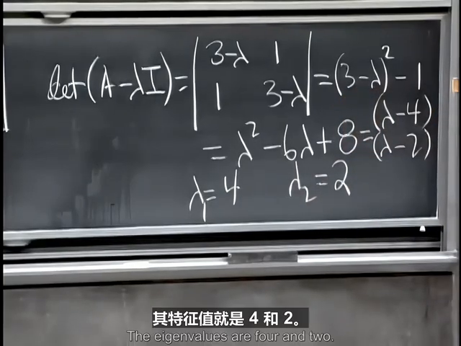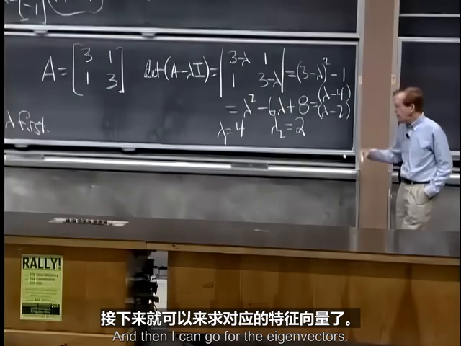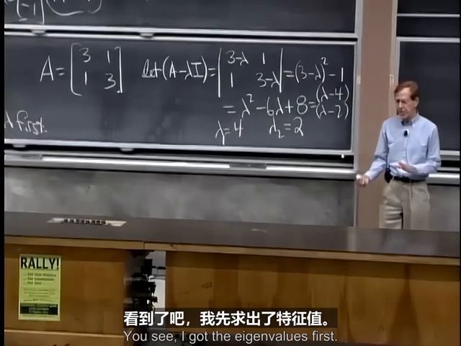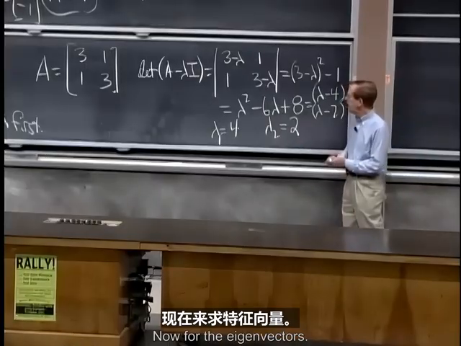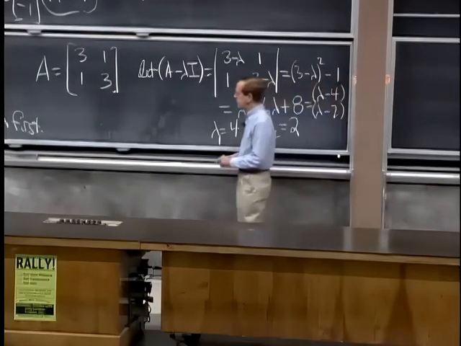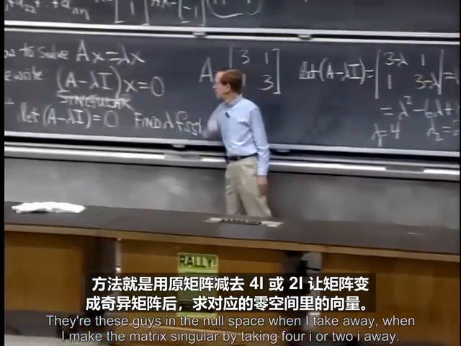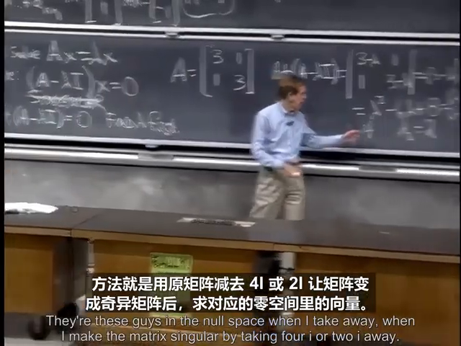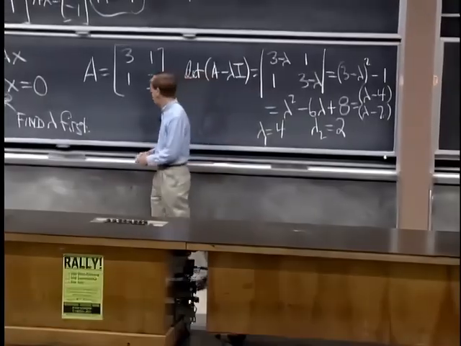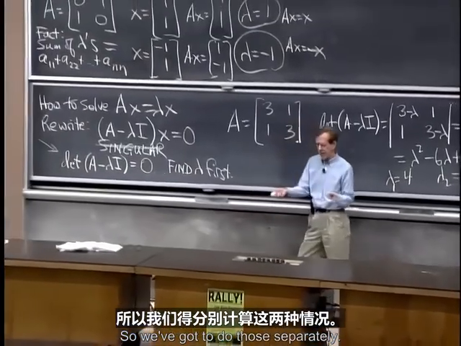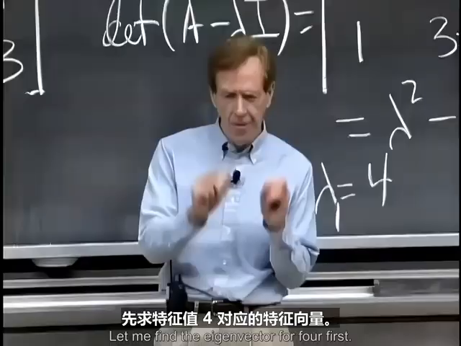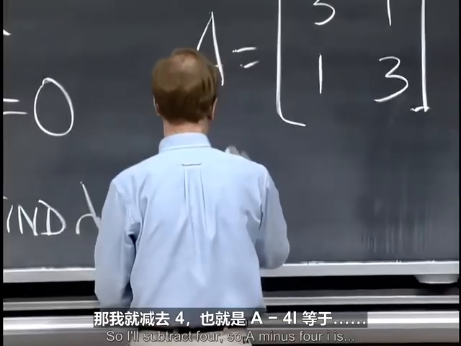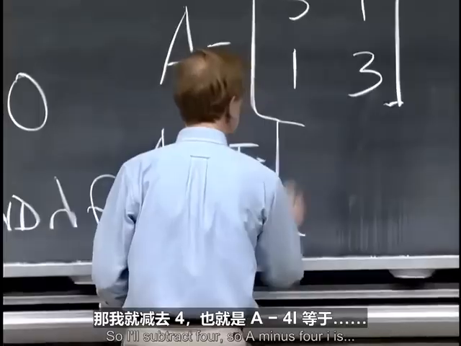And then I can go for the eigenvectors. You see, I got the eigenvalues first, 4 and 2. Now for the eigenvectors. They're these guys in the null space when I make the matrix singular by taking 4I or 2I away. So we've got to do those separately. Let me find the eigenvector for 4 first. So I'll subtract 4. So A minus 4I is, taking 4 away, we'll put minus 1s there.